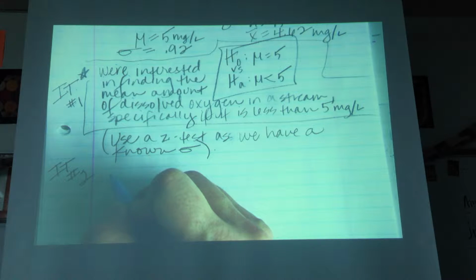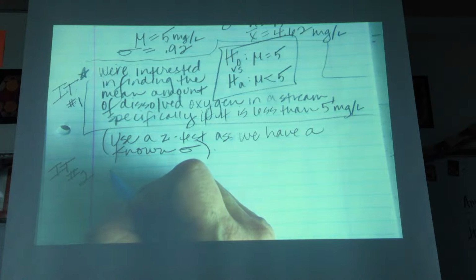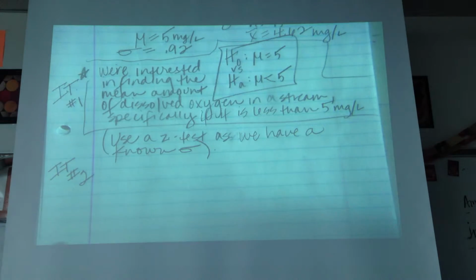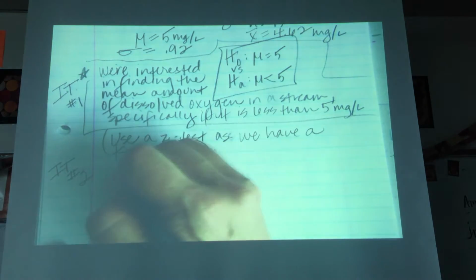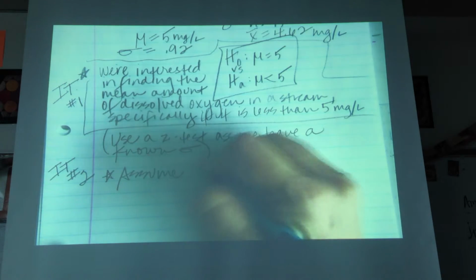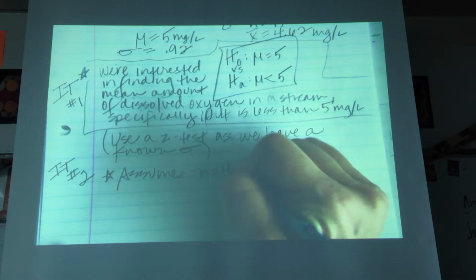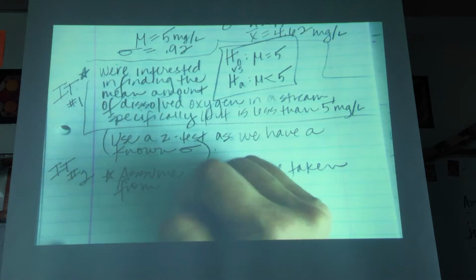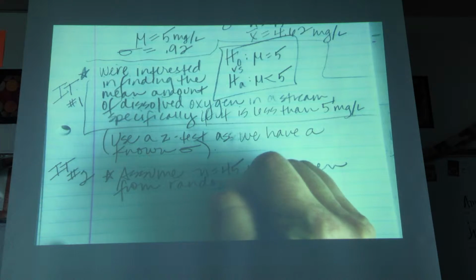First of all, we can use our test because we are told that this sample of size 45, we're going to assume that our 45 samples were taken from random places through the stream, along the stream.